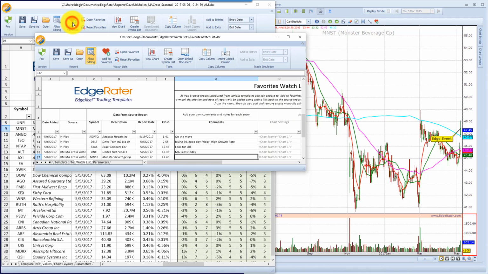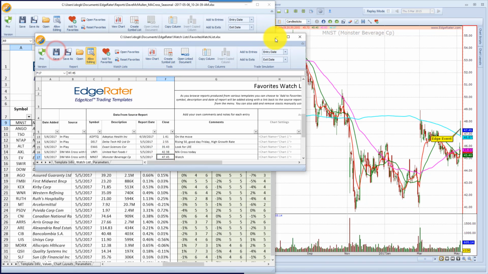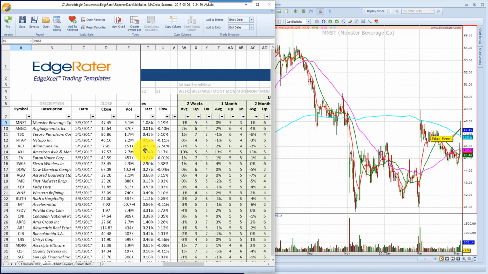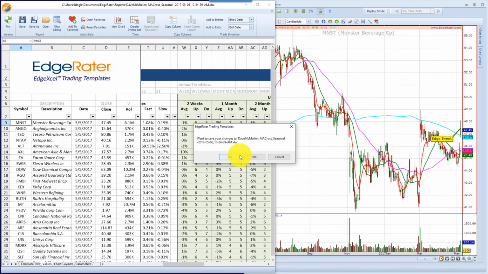I might just add that to my favorites as well, and I'll just say watch, just so it's on my list and I don't forget about it in the future. So we'll do that, save that watch list, and that's about what I wanted to do. It's a very quick review. I didn't want to take up too much of your time.